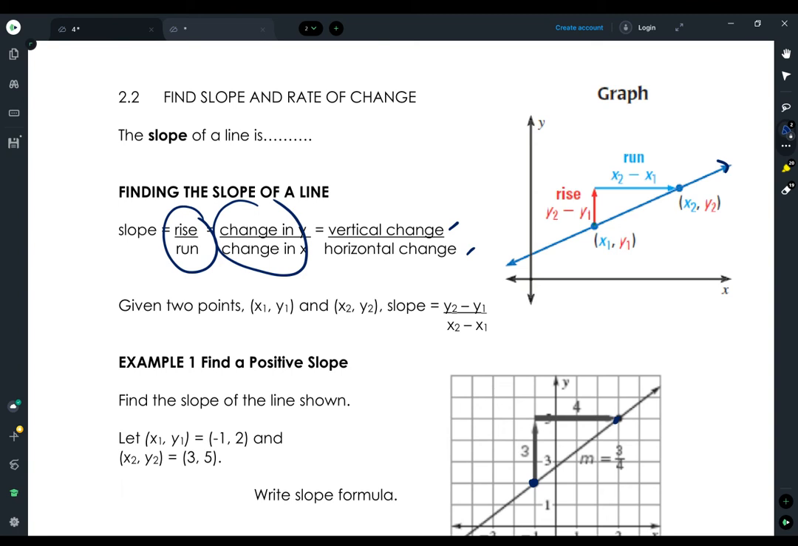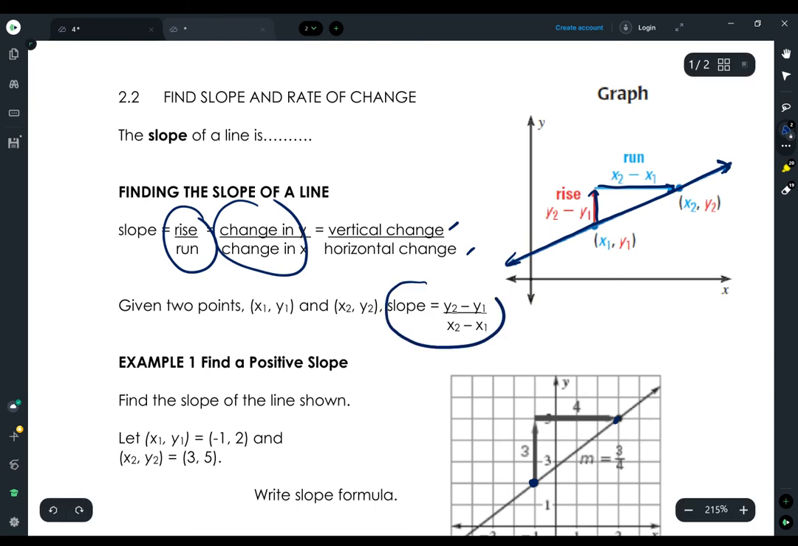We've got a little picture over here. If you look at where this line is, here is the rise and here is the run. And so we make a fraction out of that, and that is our slope. So it's the measure of the steepness of a line, and it is the ratio of vertical to horizontal change. And then here's our slope formula.